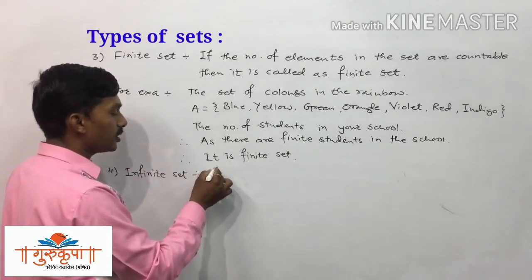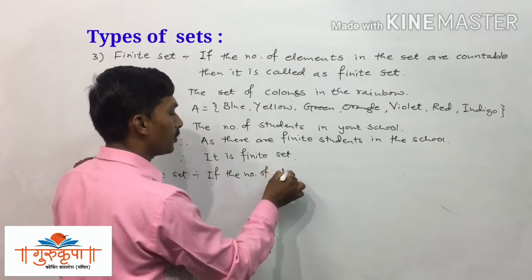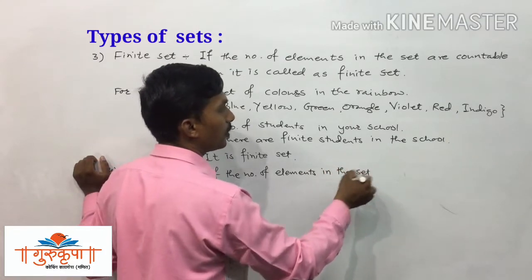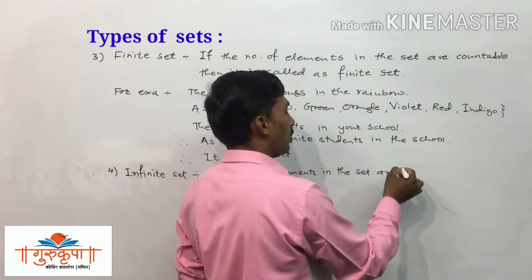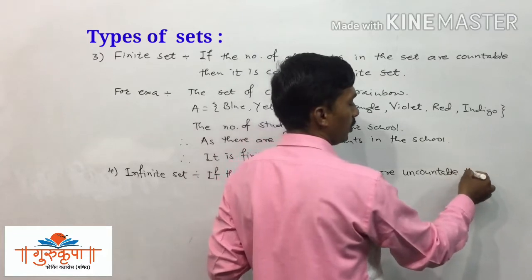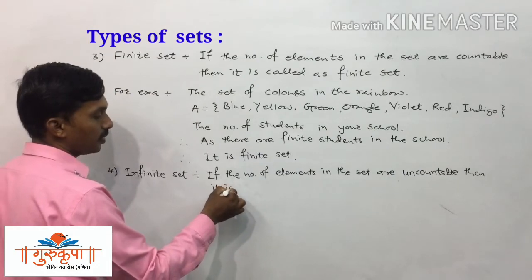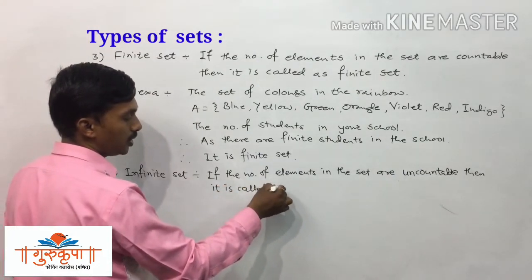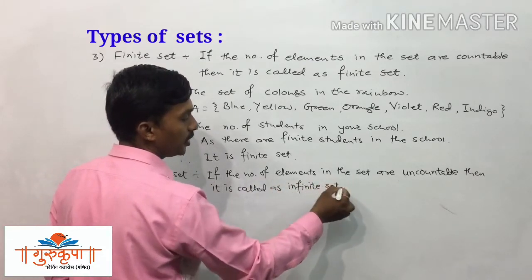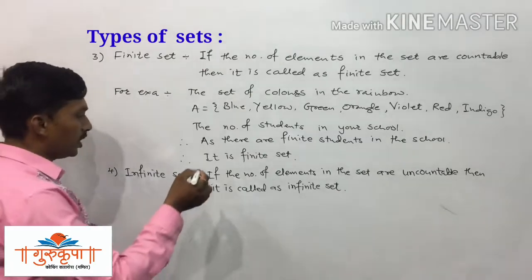If the number of elements in the set are uncountable, then it is called as infinite set. If we are unable to count the number of elements in the set, then it is called as infinite set.